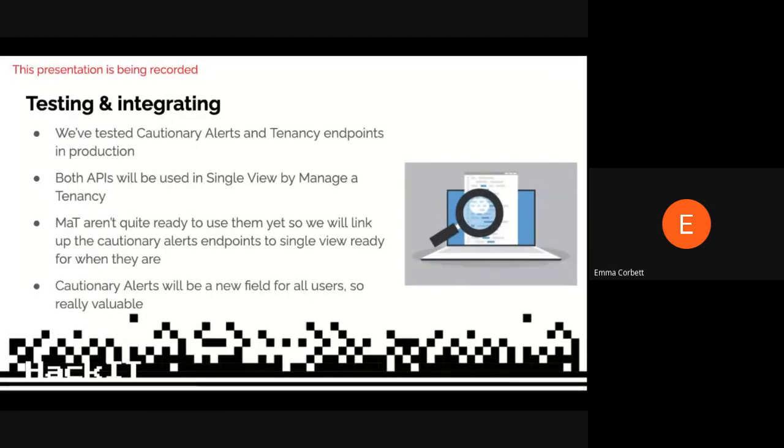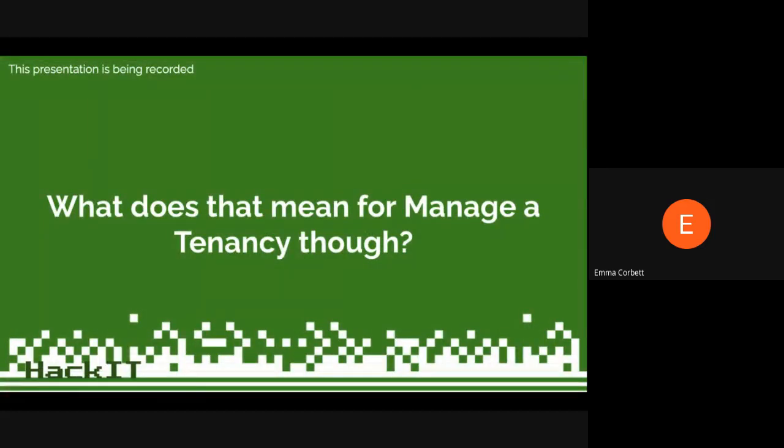And for the cautionary alerts, to help manage a tenancy use the API, we've started work on linking it up with single view. So when they come to need it, it will just be ready to go. I'll pass on to Chris now to talk about how this is going to help manage a tenancy.